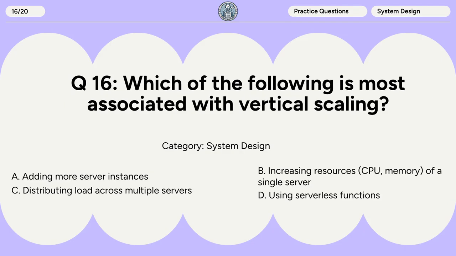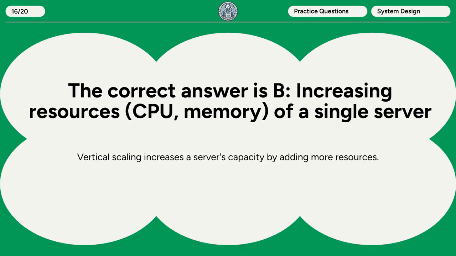Question 16. Which of the following is most associated with vertical scaling? A. Adding more server instances. B. Increasing resources of a single server. C. Distributing load across multiple servers. D. Using serverless functions. The correct answer is B. Increasing resources of a single server. Vertical scaling increases a server's capacity by adding more resources.